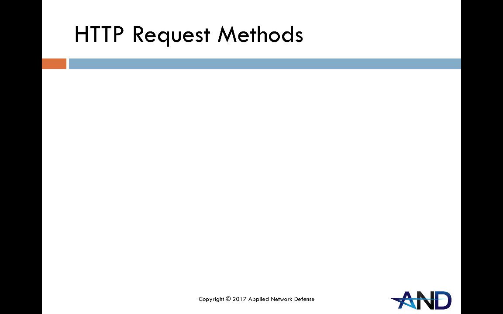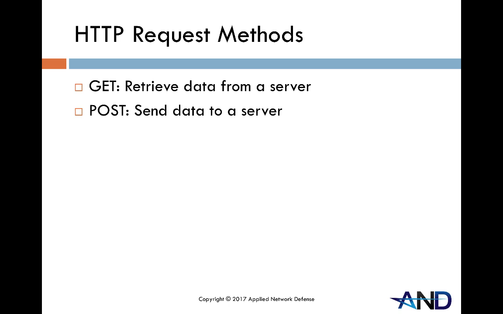Now, the first one is the most common, and that's a GET request, which simply means to retrieve data from a server. When you browse to a website and you get a file from it, you're using a GET request. That makes sense, right? So GET is to retrieve data from a server. The next most common thing you'll see is a POST, and that simply means to send data to a server. Now, it's not the only way to send data to a server.